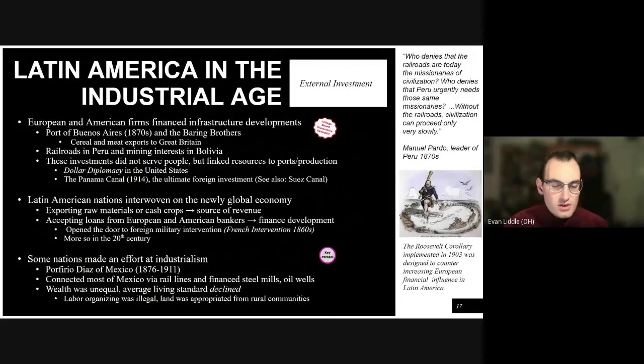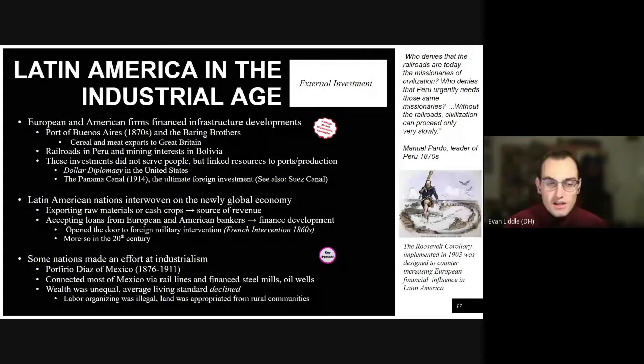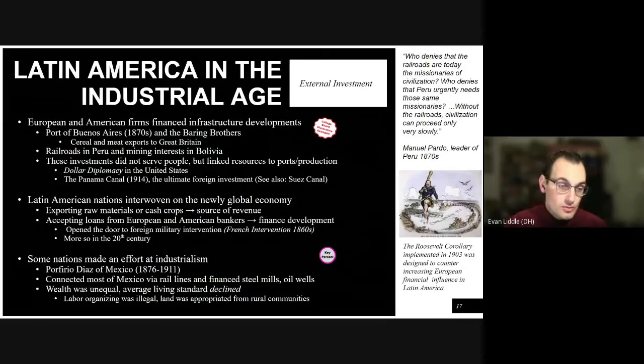So when I said that no one in these Latin American countries had the money to invest because the Peninsular class had left and took most of their wealth with them, oftentimes governments and potential entrepreneurs had to look to European and American firms to finance infrastructure development. So for example, the Port of Buenos Aires was created by the British firm, the Baring Brothers. And this was because Great Britain had a prime interest in securing cereal and meat exports from Argentina.